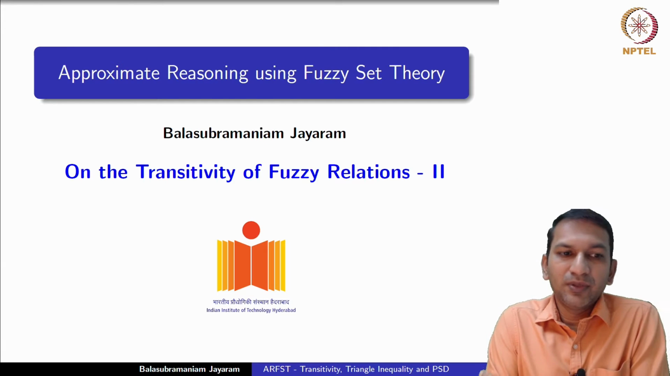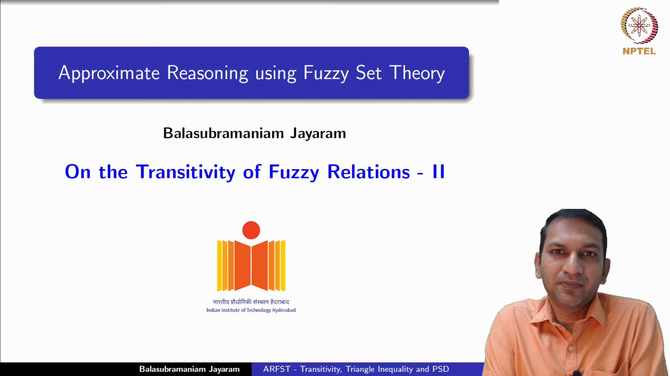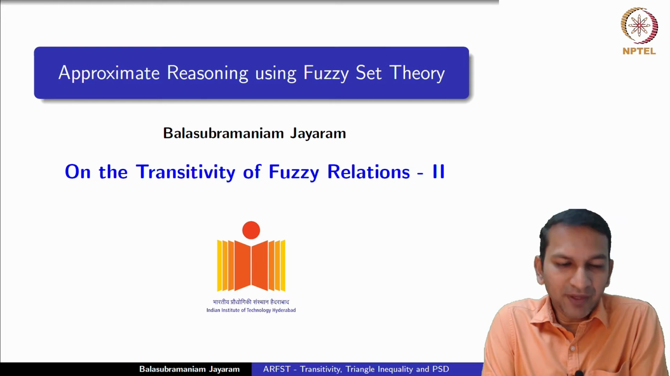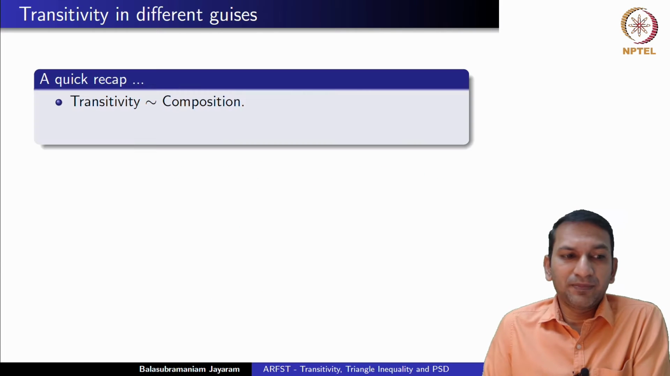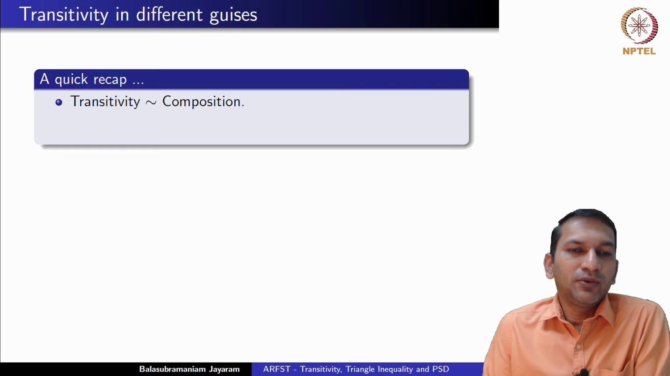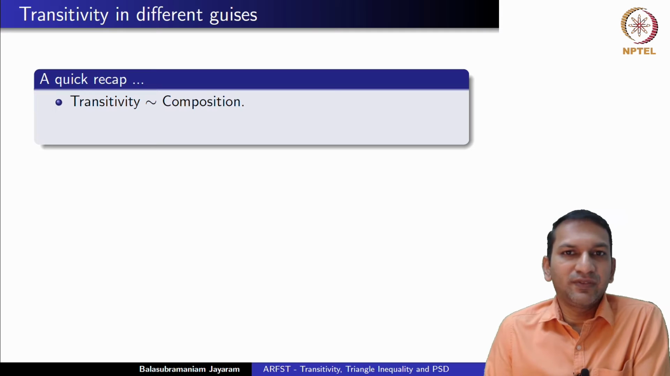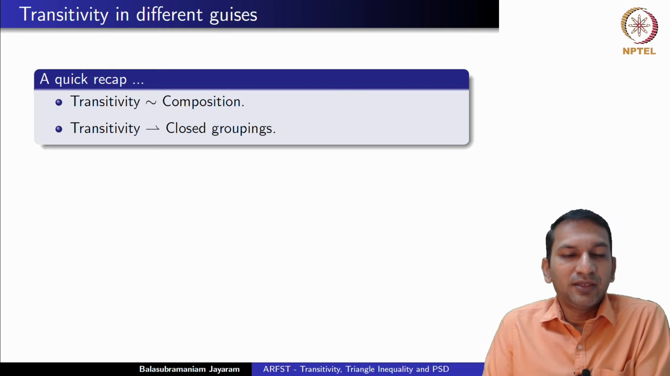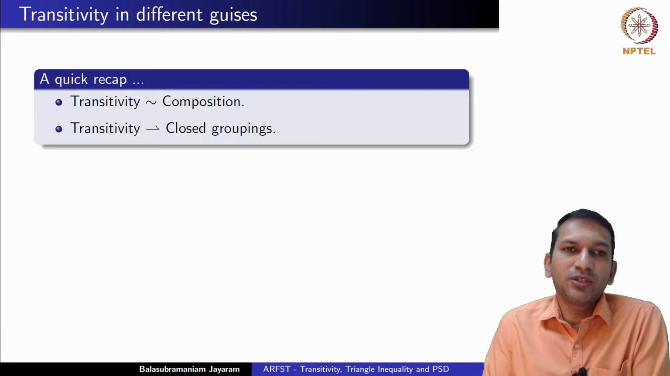Hello and welcome to the last of the lectures in this week 5 of the course titled Approximate Reasoning Using Fuzzy Set Theory, a course offered over the NPTEL platform. In the previous lecture, we looked at the importance of transitivity, so to speak. We have seen that whenever you have a composition, there is going to be transitivity lurking behind and vice versa. And we have also seen that transitivity is essential if you want to have closed groupings which are non-overlapping.